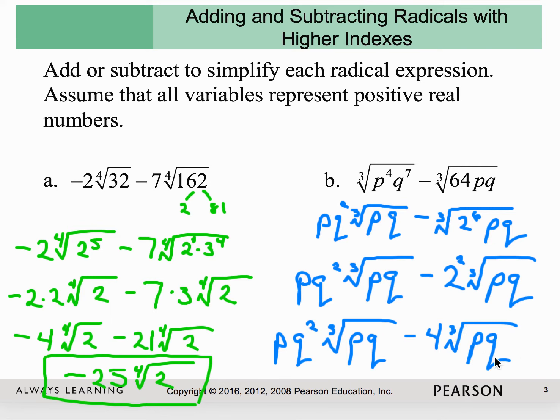Now be careful. This is exactly the same, the cube root of PQ and the cube root of PQ. But PQ squared and 4, I would need all of my variables to be identical, variables and exponents. I don't have a PQ squared over here. These can't be combined any further. Even though the radical part is the same, the entire variable part has to be identical.